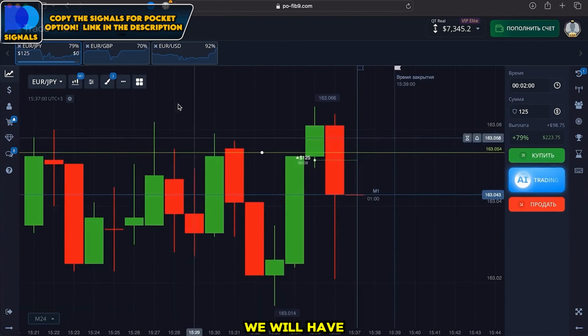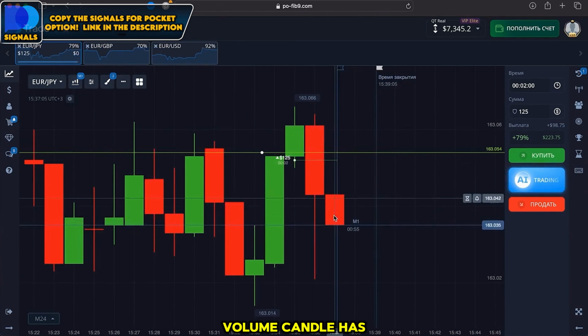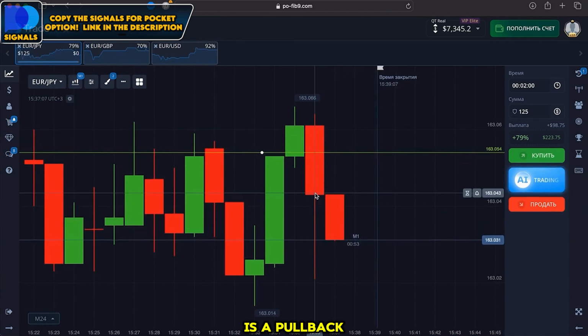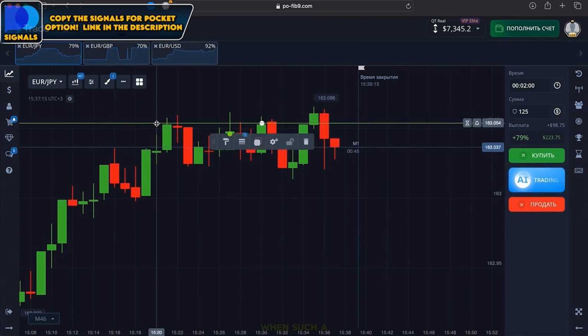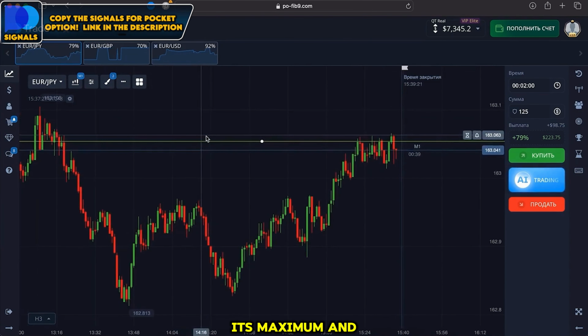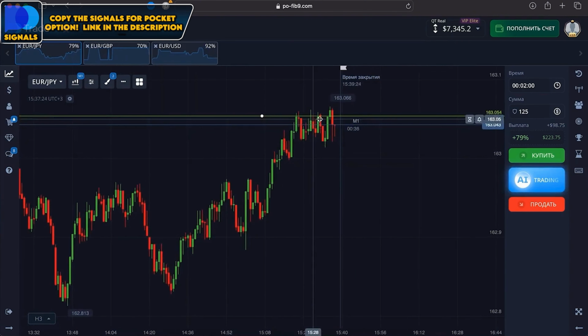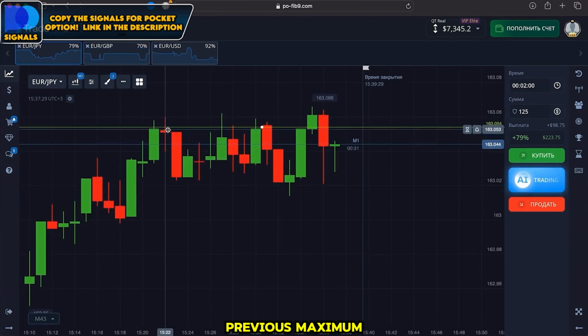So it seems we will have a loss on the second trade because, as we can see, a very high volume candle has formed. Of course there is a pullback, but I discussed such moments in my previous video. You can also check it out. There, I explained what to do when such a thing happens in an upward trend, that is, when it breaks its maximum and creates a new maximum, and how to trade better on short-term trades when approaching this previous maximum.